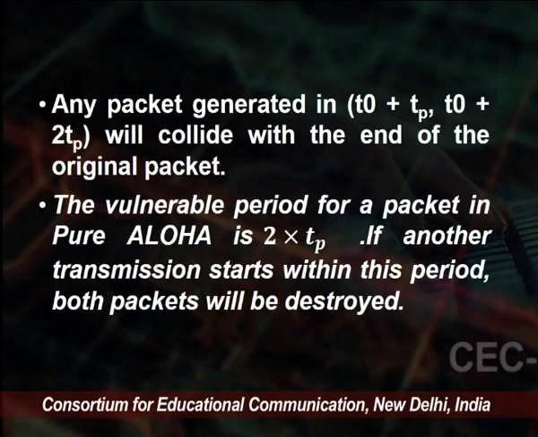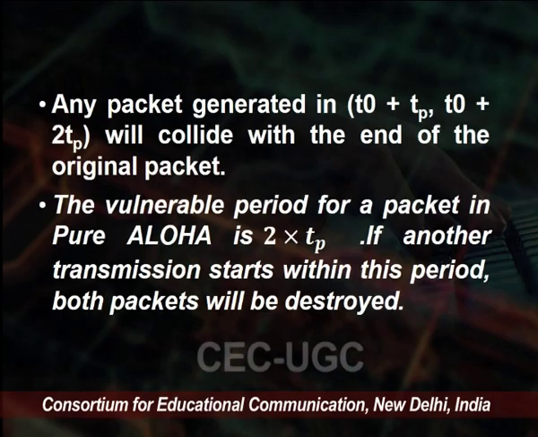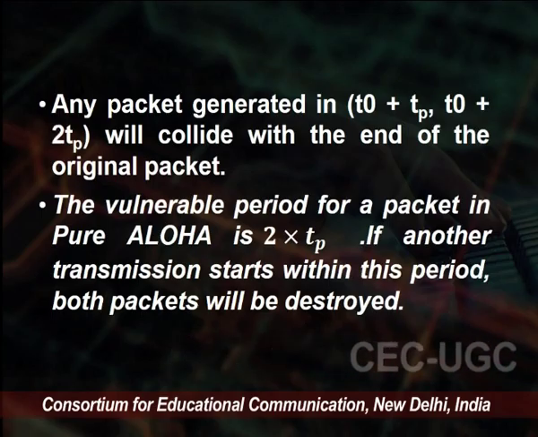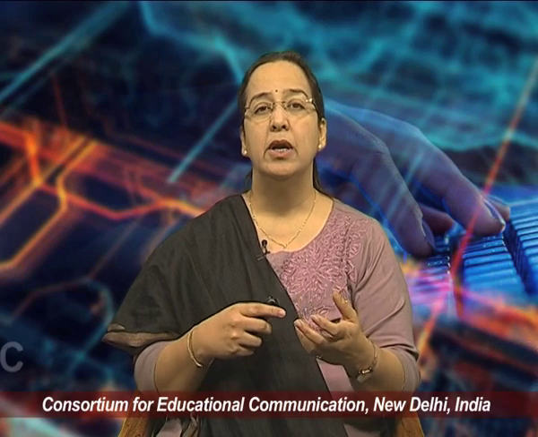If another transmission starts within this vulnerable period, which has an interval of 2 into Tp, both the packets will be destroyed. That is why I told you that it is twice of a slot. The vulnerable period for a packet in ALOHA is twice of a slot.